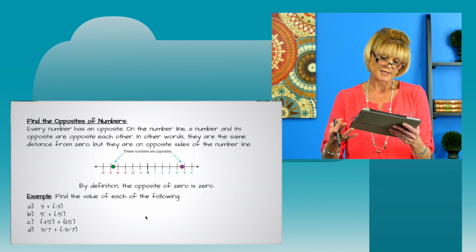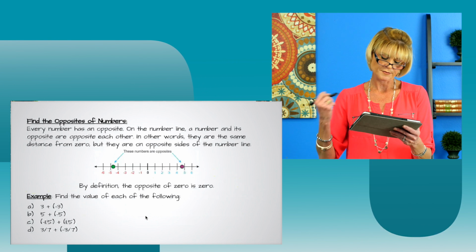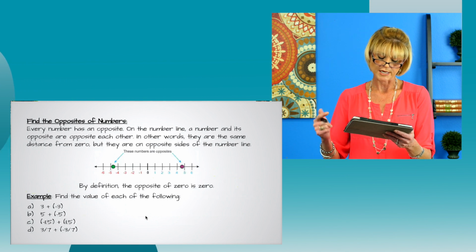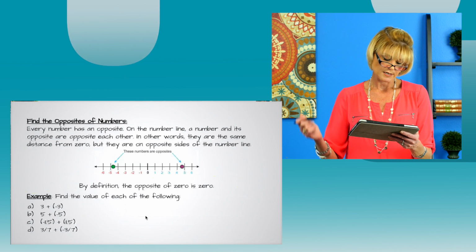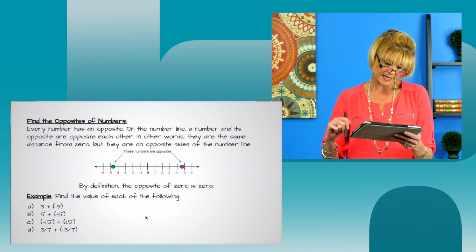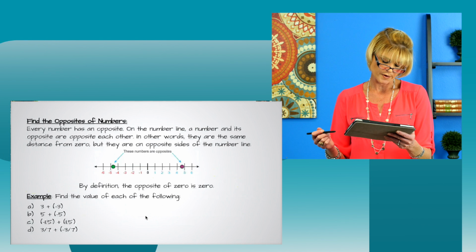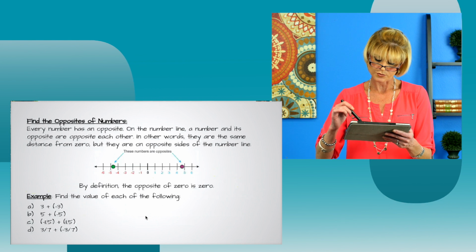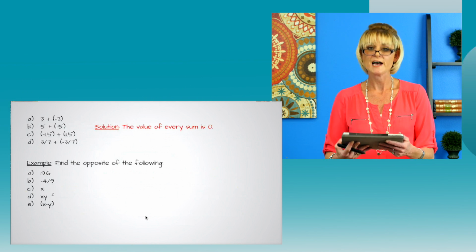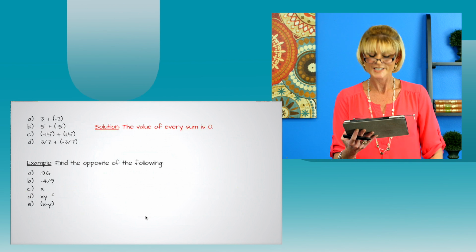So for example, find the value of each of the following. What is 3 plus -3? 5 plus -5? Negative 11.5 plus 11.5? 3 over 7 plus -3 over 7? You've probably already figured it out. The value of all of them is 0.